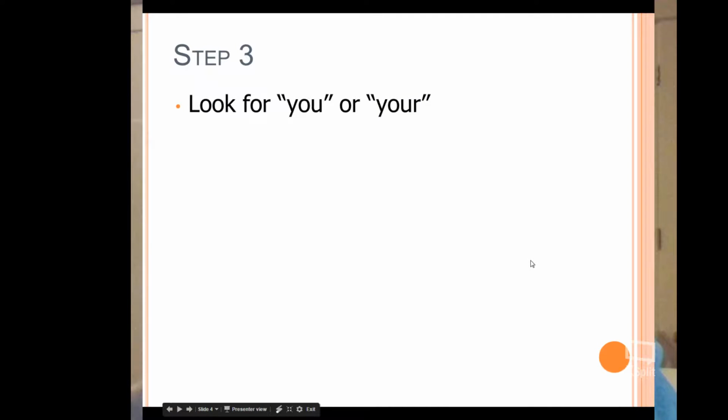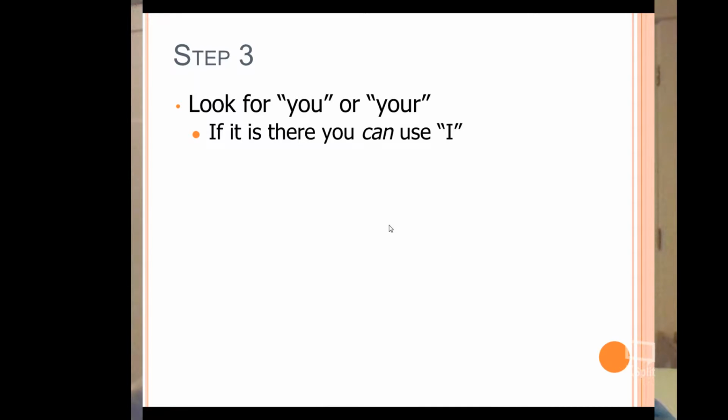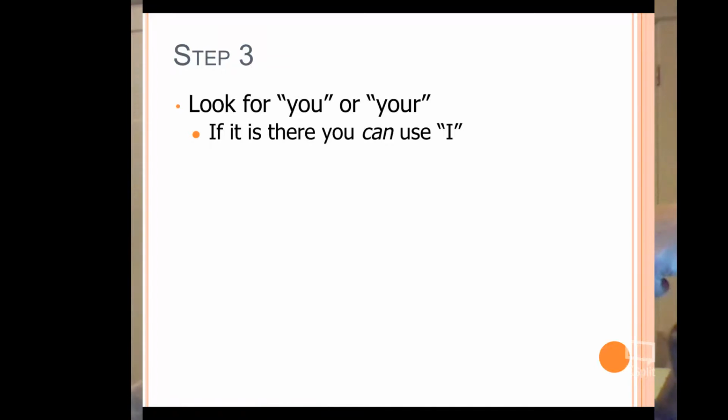Step 3. Look for the you and or your. If it is there, you can use I. Now for me, in my English brain, when you're writing essays, you never use I, you, or your. Okay? You just don't. You avoid it at all costs. Using you, your, or I in an essay is like the plague. However, if it says you or your, you can use I because you know specifically it's asking for your opinion. Okay?